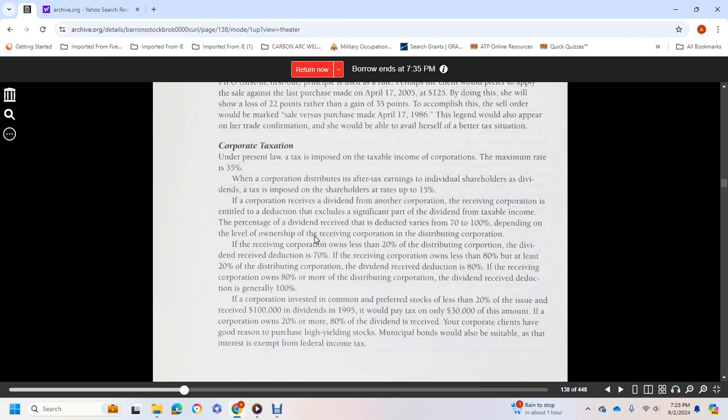If the receiving corporation owns less than 20% of the distributing corporation, the dividend deduction is 70%. If the receiving corporation owns less than 80% but at least 20% of the distributing corporation, the deduction is higher.